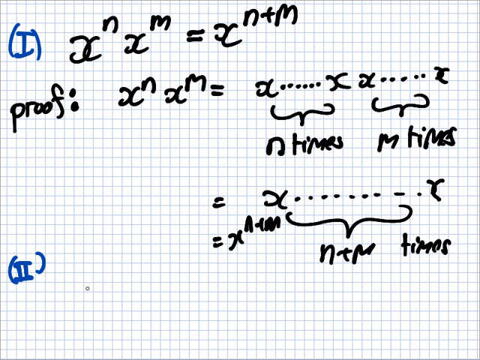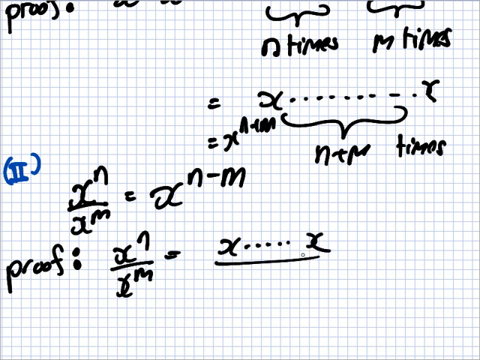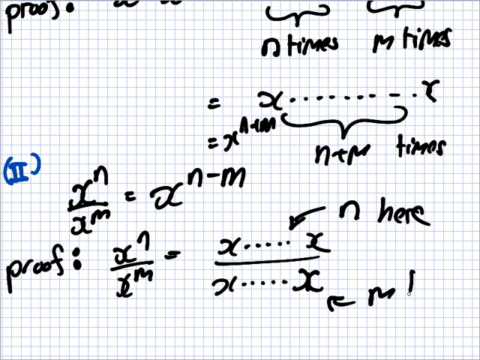The next rule. So x^n over x^m, and that's equal to x^(n-m). So the proof here for this one, x^n over x^m, you have n of them on the top and m on the bottom. So there's n here, and then at the bottom there's m here.